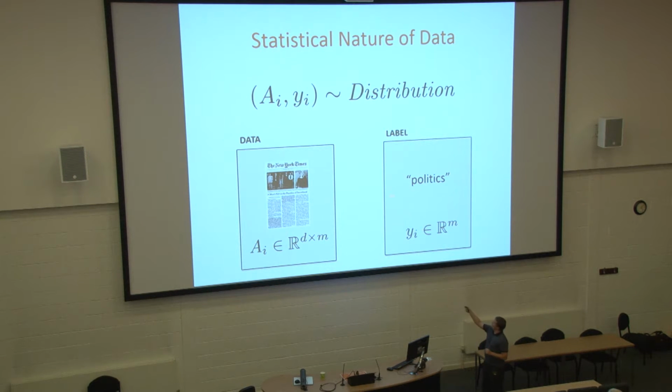And then you attach some label to this data point. For instance, you read this article and you realize this is an article on politics. Or this is an image, and you realize there's a cat in the image, so you categorize it as a cat image. That's what the label means. And you keep collecting these data-label pairs.